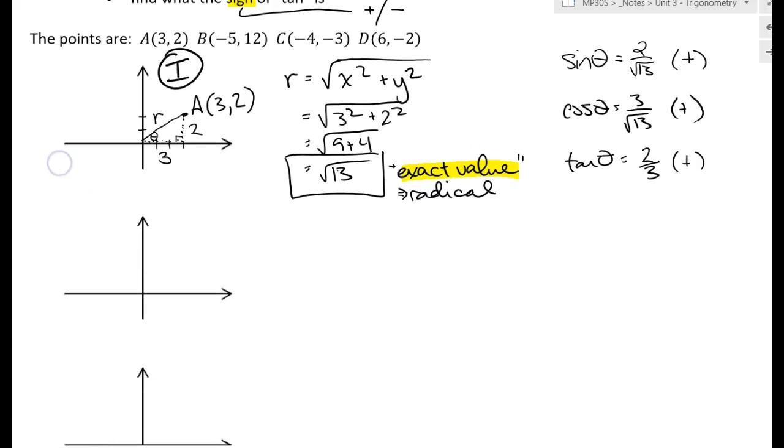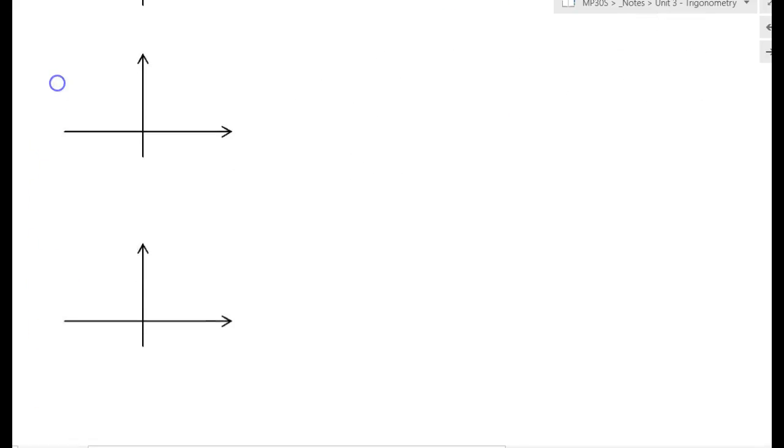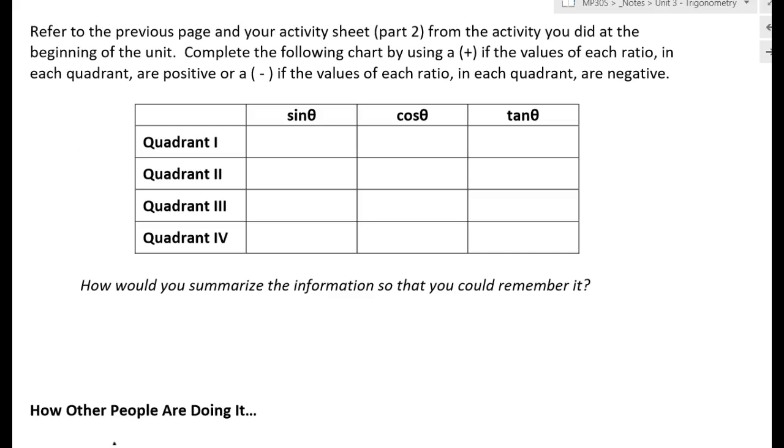Okay, so pause the video. You're going to do B, C, and D in here, and then you're going to fill in a table on the next page. So you have to do the first part of plotting these points and identifying where they are and all their signs. If you need to, make sure that you do extend that axis, and it's okay if your X and Y axis have different scales.